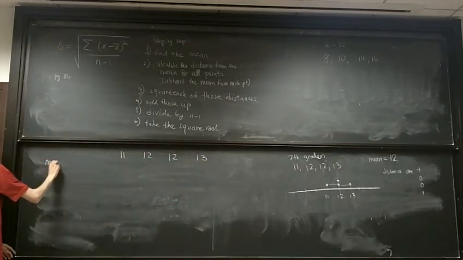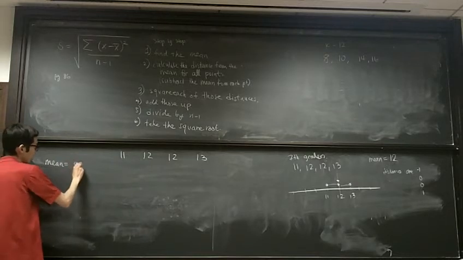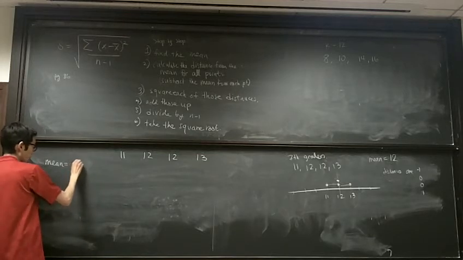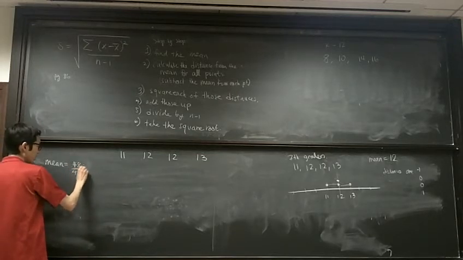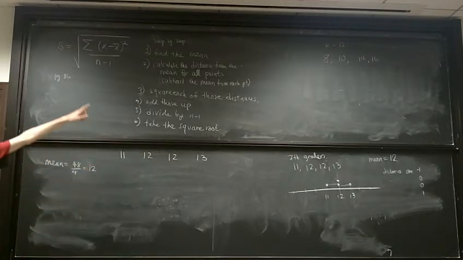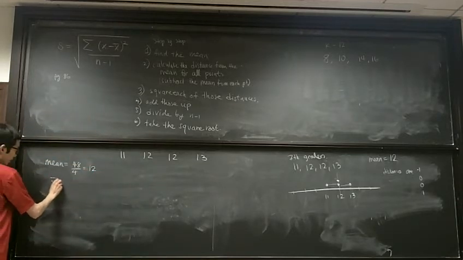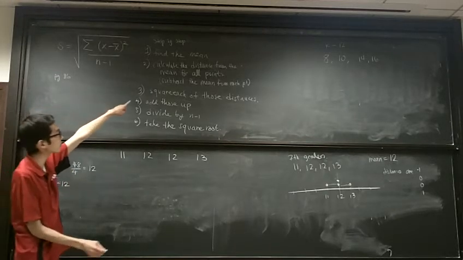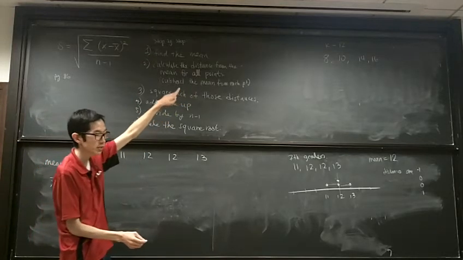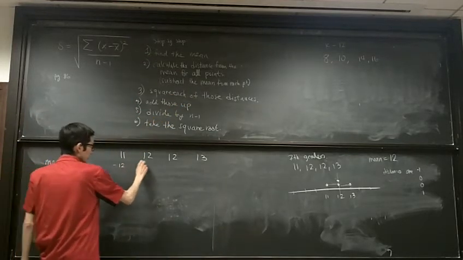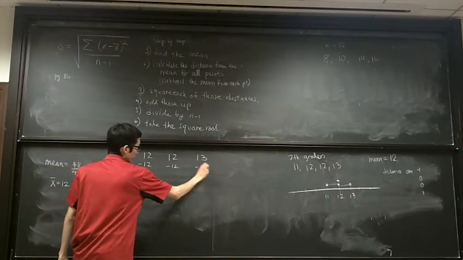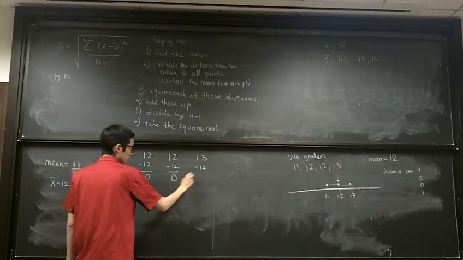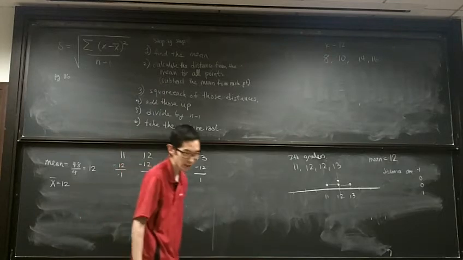First, I've got to calculate the mean. So I add up my 4 numbers and I get 48, and I divide by 4, and I get a mean of 12. So that's step 1. Find the mean. My x bar is 12. The second step, calculate the distance from the mean for all 4 data points. So one way is I'm going to just subtract 12 from each of these numbers. And I get negative 1, a distance of 0, a distance of 0, and a distance of 1.